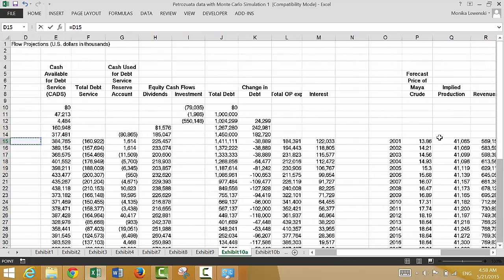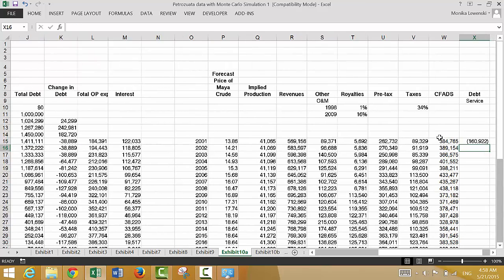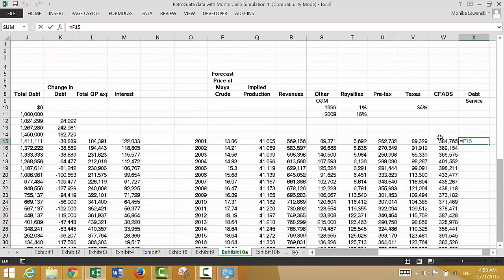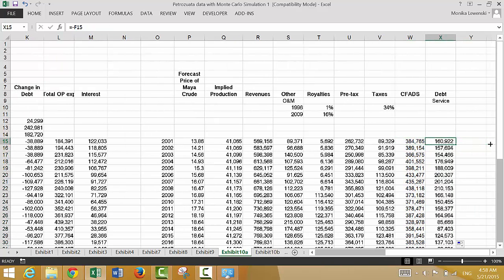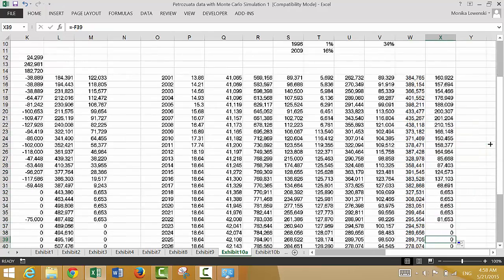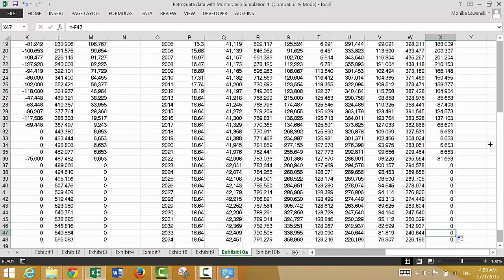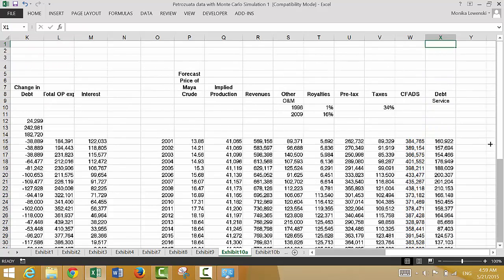And here's the total debt service. Okay, so I'm going to put that as a minus. Now, before in the video, we graphed the cash flow against the debt service. But the good news now is we can compute the DSCRs and the LLCRs.